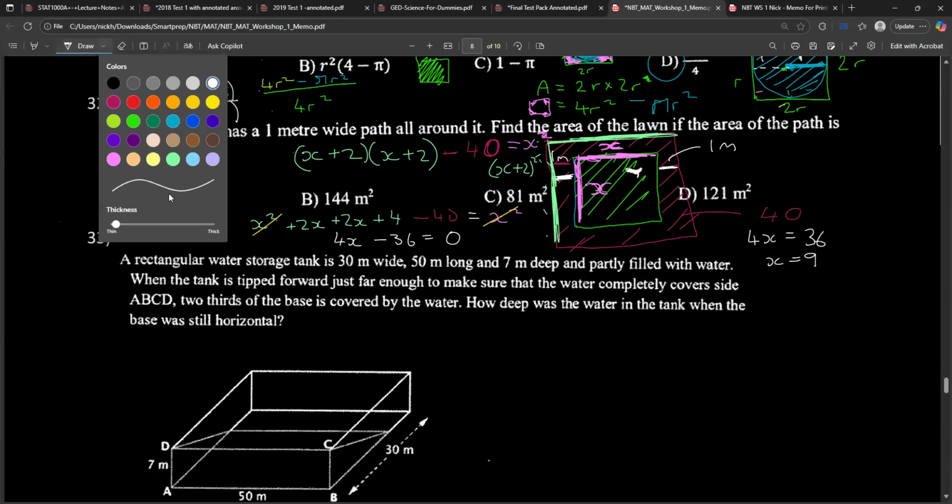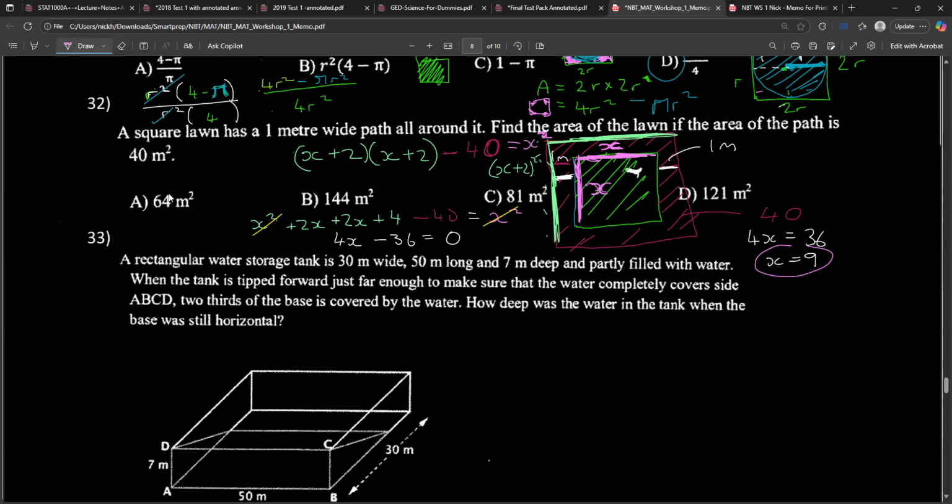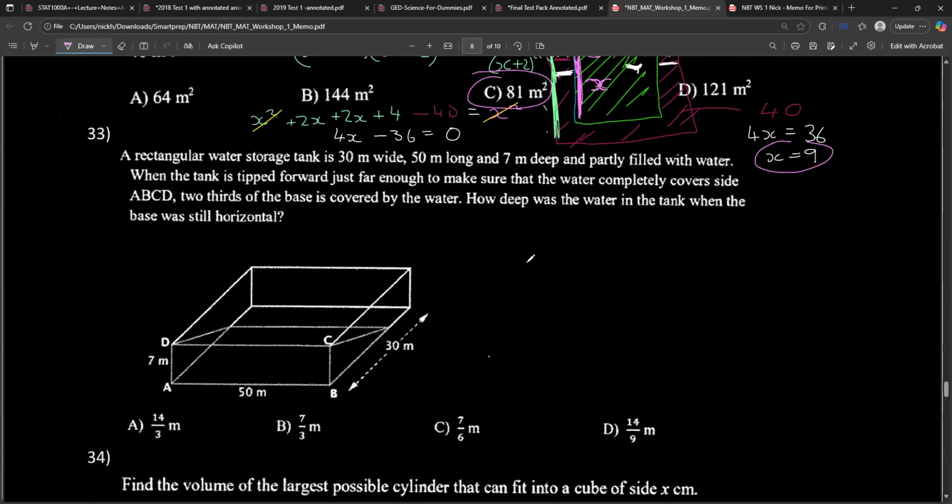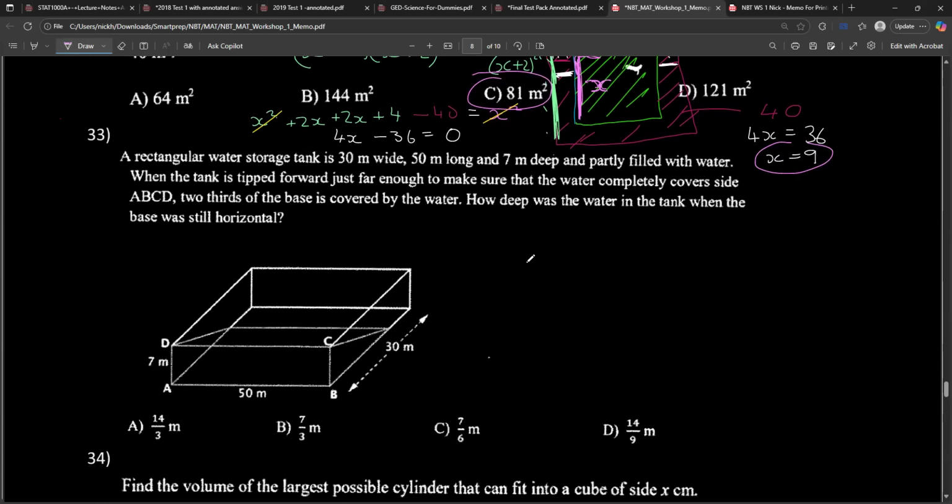Now the pink part is 9, and the area of the green is just x times x. So 9 times 9, which is 81. Okay, so these questions are a little bit tricky. I'm going to leave this on the screen for a bit.